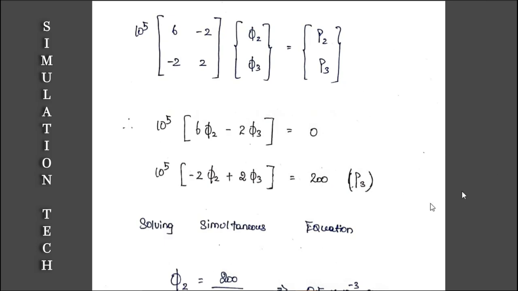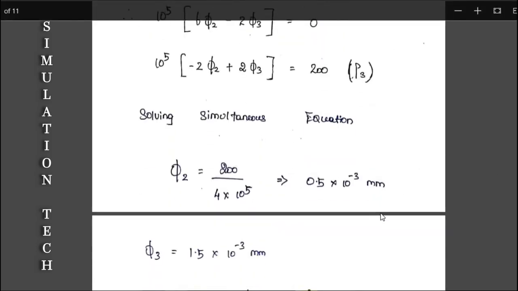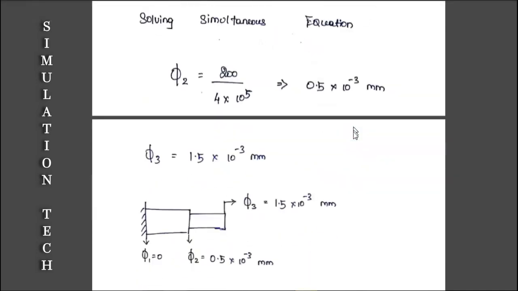If we solve those equations, the value of phi 2 is 0.5 into 10 to the power minus 3. As you remember, in our analytical session we saw what the DL2 value is. That is actually 0.5 into 10 to the power minus 3. And so phi 3.